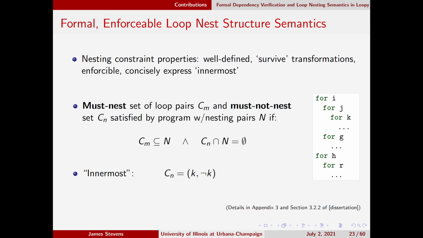Our approach is to let the user express a must-nest set of loop pairs and a must-not-nest set of loop pairs, and these constraints are satisfied by a program if all of the must-nest pairs are present and none of the must-not-nest pairs are present. And also, each tier of a nesting specification may contain a set of loops. The example at the bottom shows how we could express that the K loop must be nested innermost by stating that K must not nest outside of not K. That is, any loop that isn't the K loop.